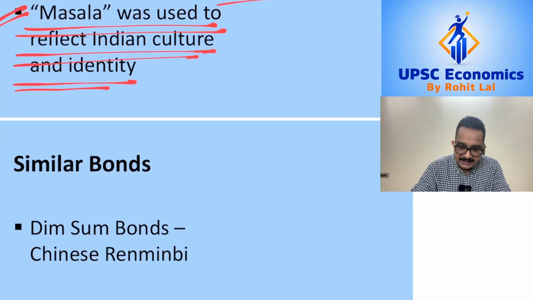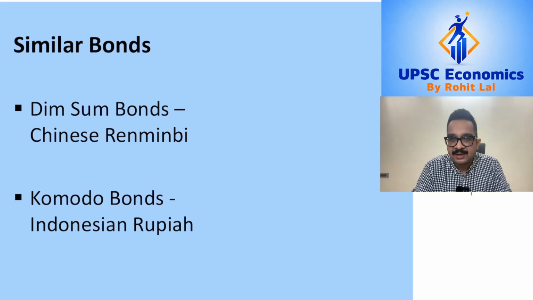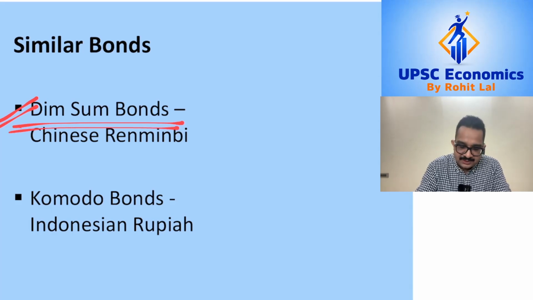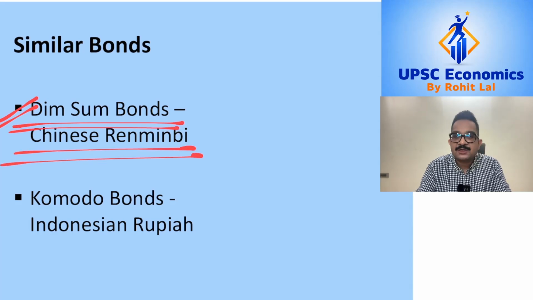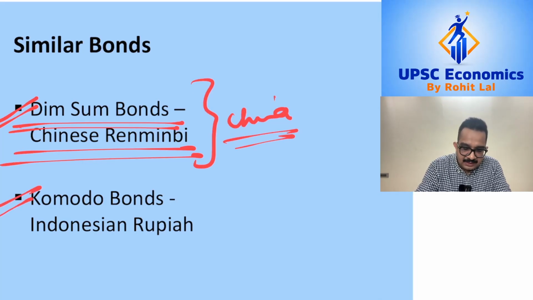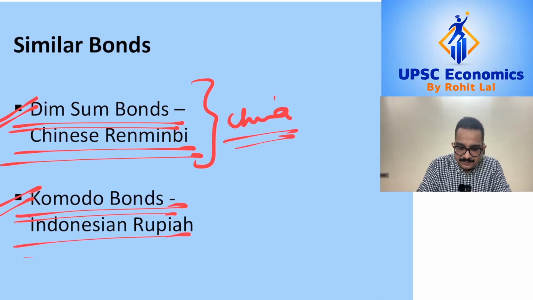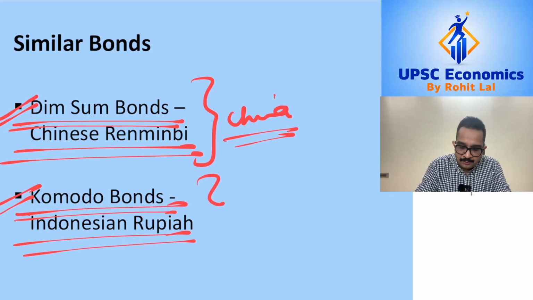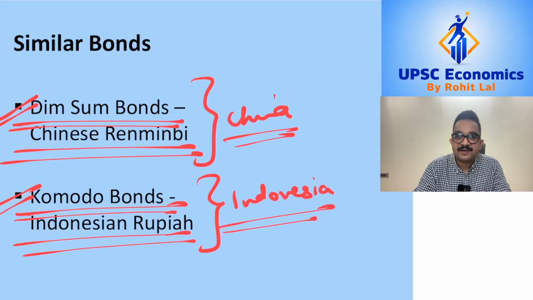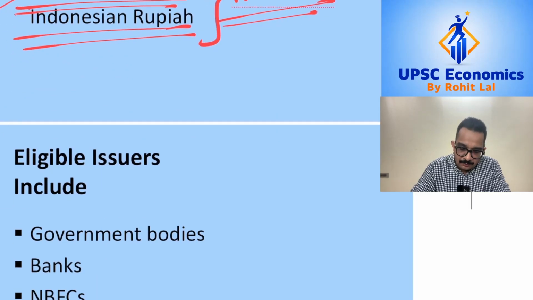So similar to India, you have several other countries which issue bonds in their local currencies. For example, you have the dim sum bonds, which are used to borrow in Chinese renminbi, and they are issued by China. Similarly, you have the Komodo bonds, which enable Indonesia to borrow in Indonesian rupiah. So like India, you have several other countries which issue bonds to borrow in their local currencies.